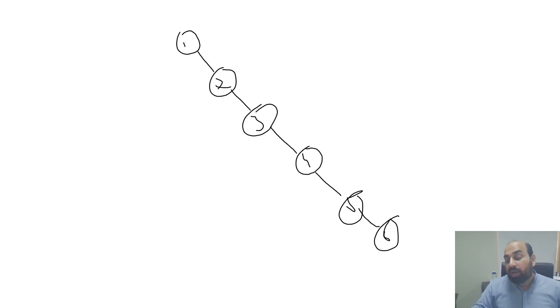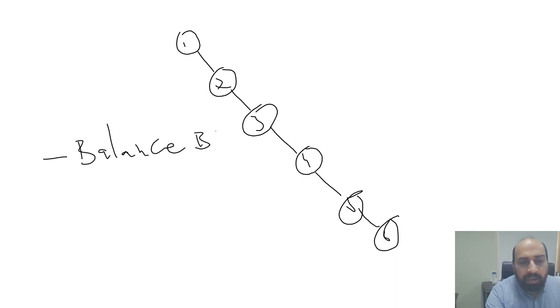Why is this a problem? Because the tree is not balanced. If the binary search tree is not balanced, we cannot get the appropriate results. So then what we need to do is balance this binary search tree. So the next topic is how we can balance the BST.